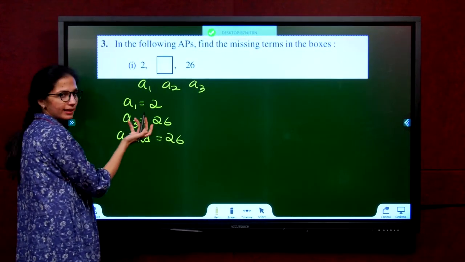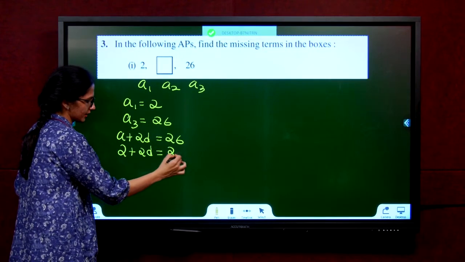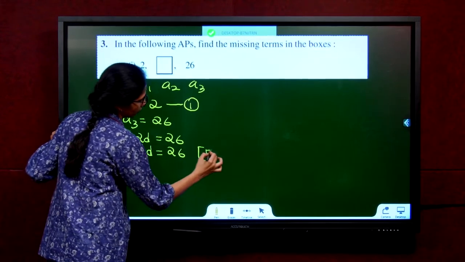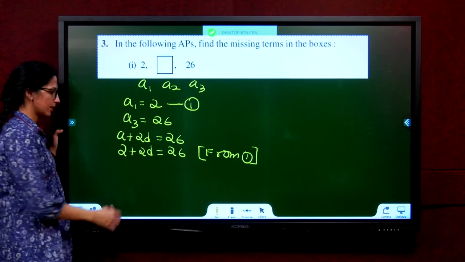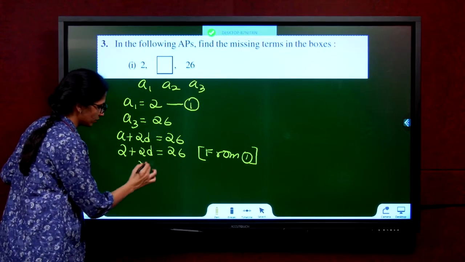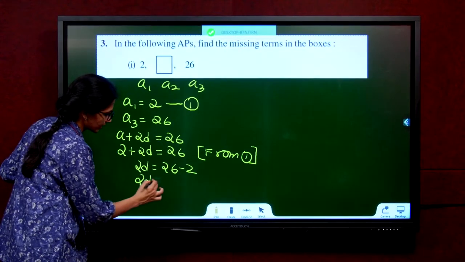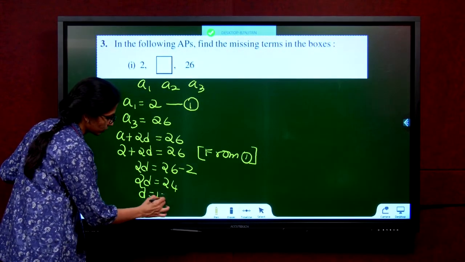This is nothing but A. 2 plus 2D is 26. Label this as 1. 2 goes aside. 2D is equal to 26 minus 2. 2D is equal to 24. 24 by 2, D equals 12.